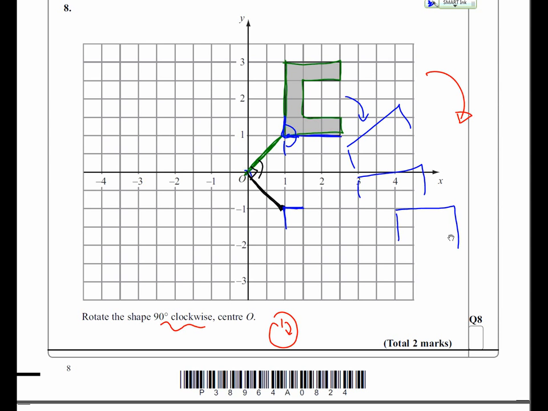Now let's draw our shape. It goes 3 down, 1 across, 2 up, 2 across, 2 down, 1 across, 3 up. That's your shape. For 2 marks.